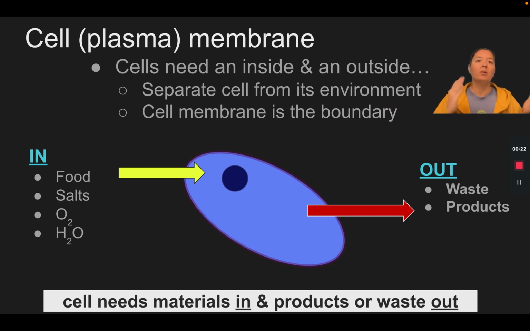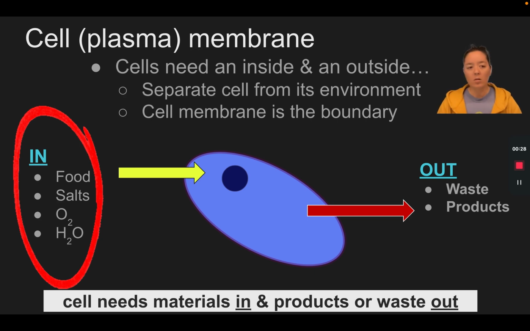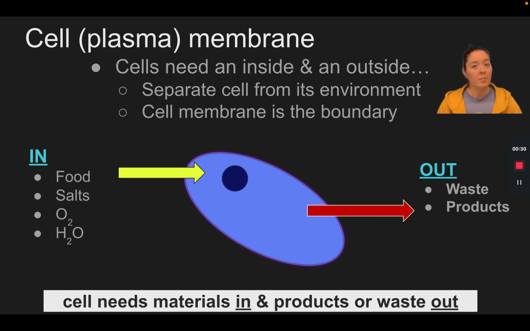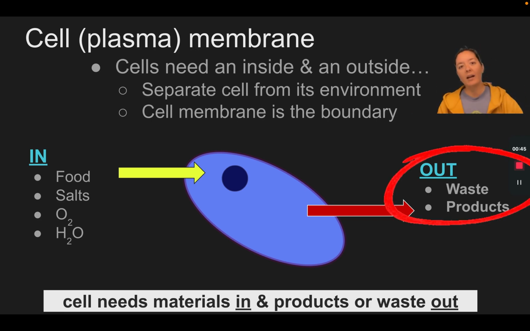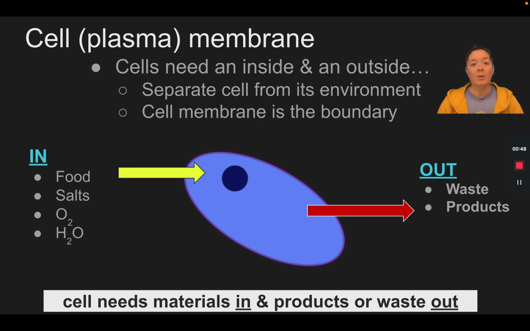And things need to be able to go into the cell, and things need to be able to go out of the cell. So for example, food, salts, oxygen, water, those are some of the things that need to go inside of a cell so that your cell can go through its processes. And as it's going through those processes, it's inevitably going to make waste or other products. So those things need to go out of the cell. But the cell membrane helps regulate what goes in and what comes out.